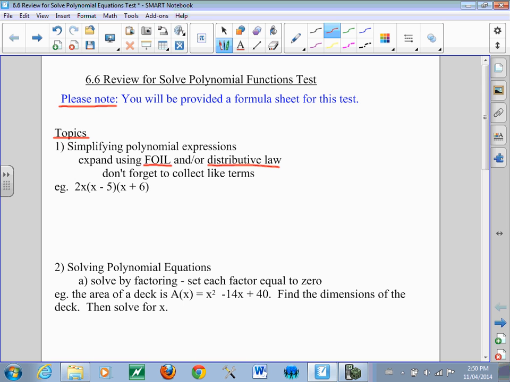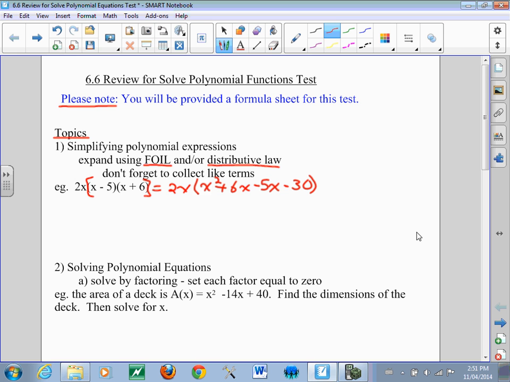So here's an example, ladies and gentlemen. First thing I'm going to do is my FOIL here. So I'm going to leave the 2x term out front. Remember, using your arrows, you should have first, which is x squared, outside, which is plus 6x, inside, which is minus 5x, and last, which is minus 30.